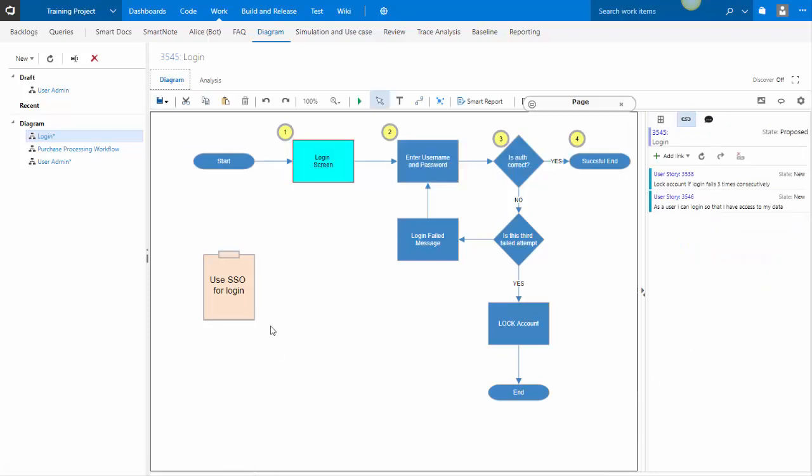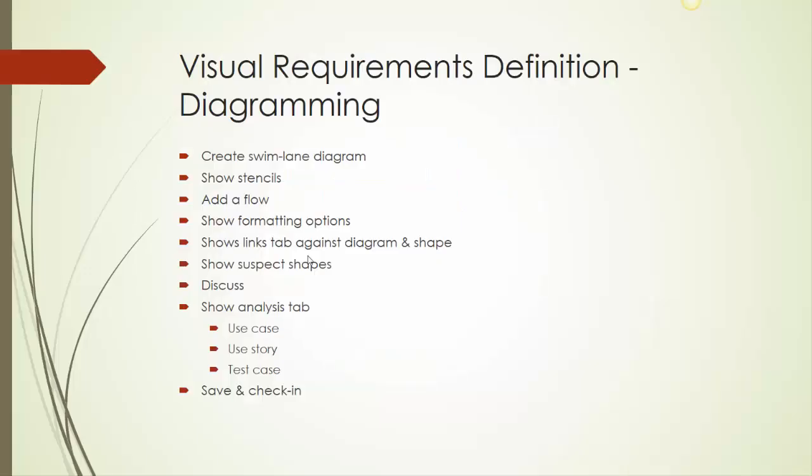So in so doing, you actually have the ability to create a diagram and use analysis to work on it. When again you are done with it, you simply check it in. That is diagramming. You can create diagrams. You can use a variety of different stencils. You can format your diagrams. You can use your analysis tab to auto-detect use cases, test cases, and scenarios, and also save and check it in.